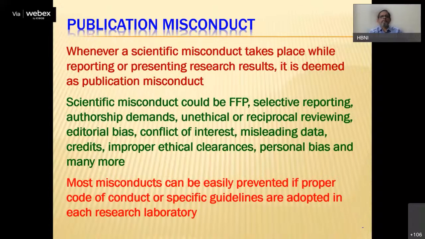Again, when institutions devise these codes of conduct, they can take the help of statutory bodies like COPE or WAME, etc. They have their broad guidelines. Institutions can adopt those broad guidelines and also bring in some specific guidelines which are specific to that particular institution.